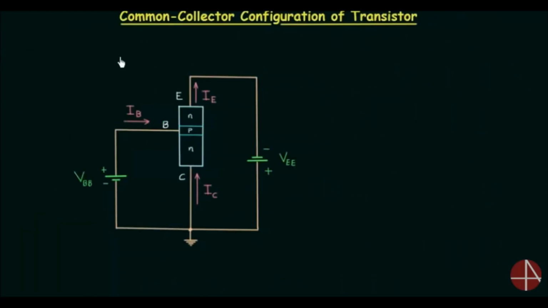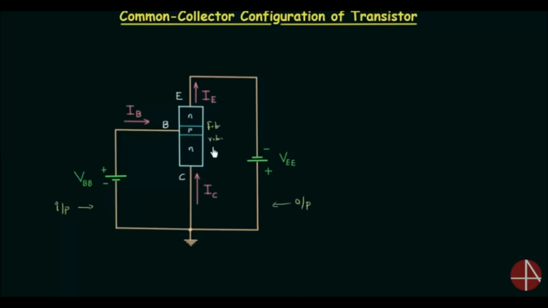Last type of transistor configuration is common collector configuration. You can see in this configuration, collector is common to the input side and to the output side. VBB and VEE are the biasing potentials. IB is the base current, IE is the emitter current, and IC is the collector current. We are using NPN transistor in active mode. Because of this, emitter base junction is forward biased and collector base junction is reverse biased.